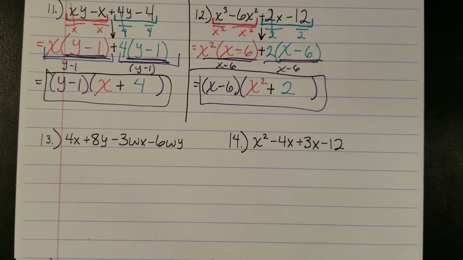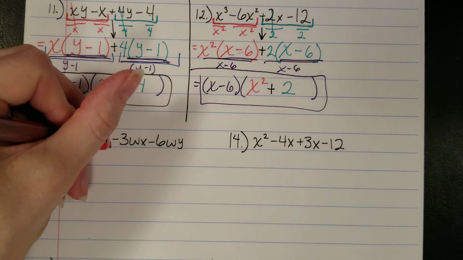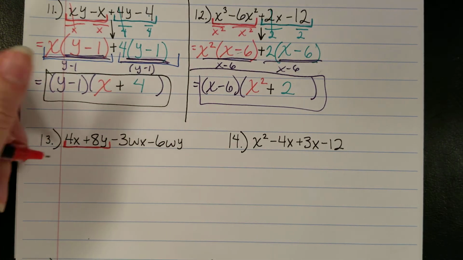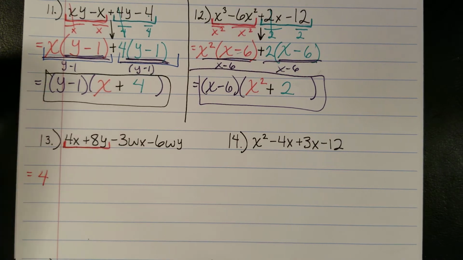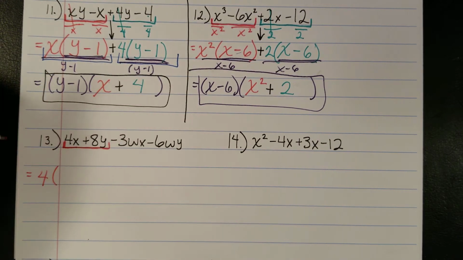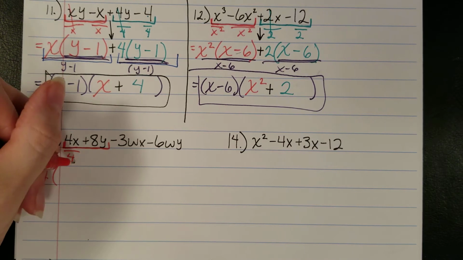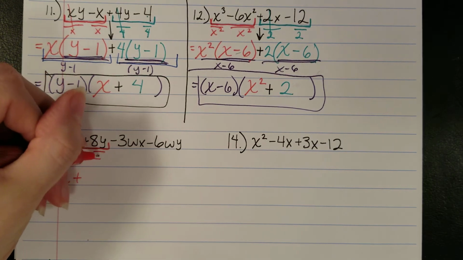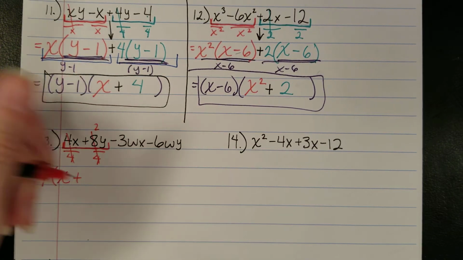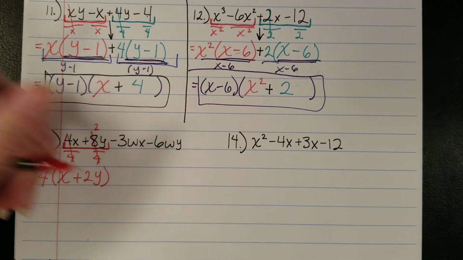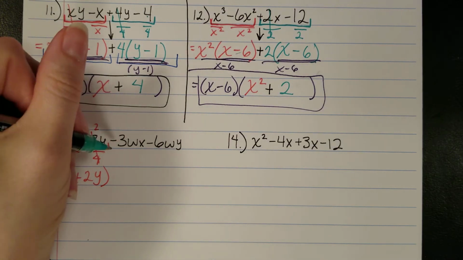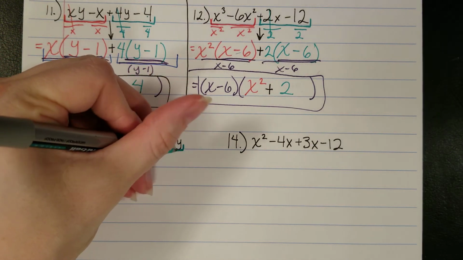All right, number 13. We have 4 terms, so we're factoring it by grouping again. So 4x plus 8y is the first group, and the GCF from that group would be 4. So write down your GCF, open parentheses, 4x divided by 4 is x, plus 8y divided by 4 would be 2y. Close the parentheses.